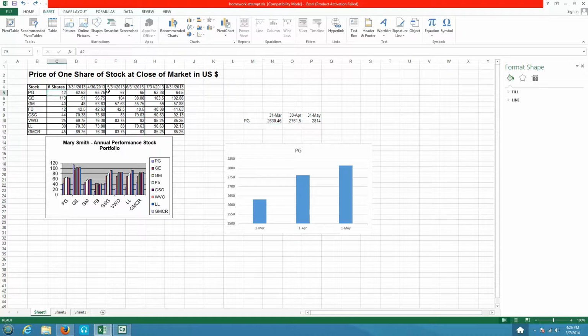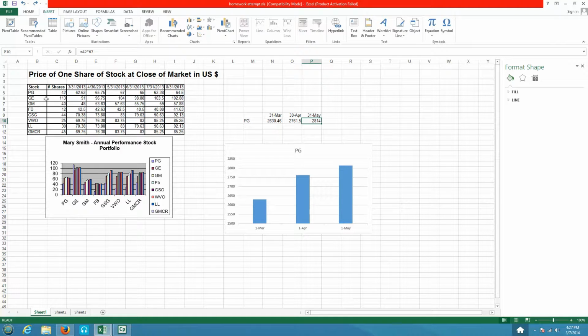Okay, so they have 42 shares of Procter & Gamble. On April 30th, each share was worth $65.75. So the value of each share times 42 shares comes out to $2,761.50. So that's how much money this person had in Procter & Gamble on April 30th. And I can do the same thing for May. The dollar value for each share times 42 shares, and that's how much their Procter & Gamble was worth on May 31st. I want to just hurry up here, just understanding what is going on.